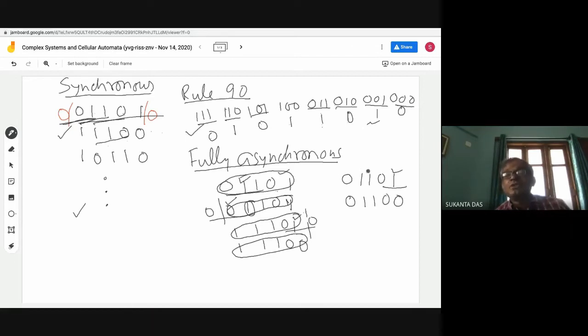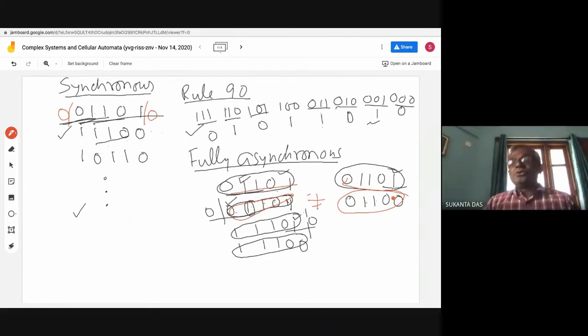So see, these two configurations, they are same. But right here, let me use a different color. So these two configurations, they are same. But what I get here, these and these, they are not same. You can see it was 0, 1, 1, 0, 1. It is 0, 1, 1, 0, 0. They are not same.